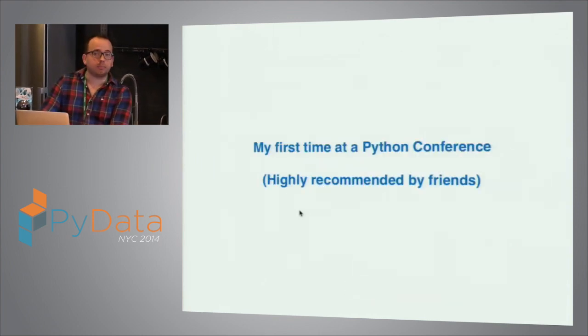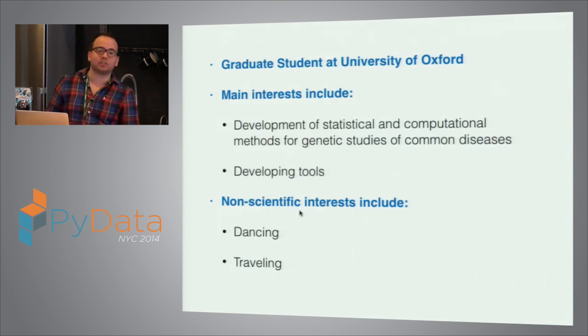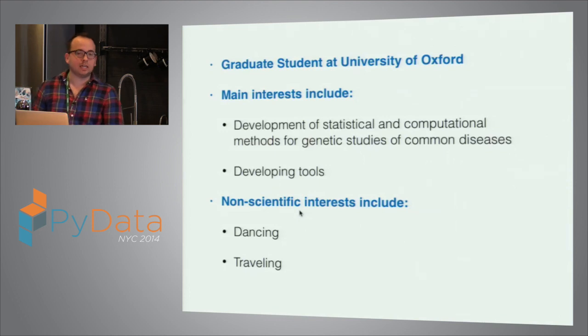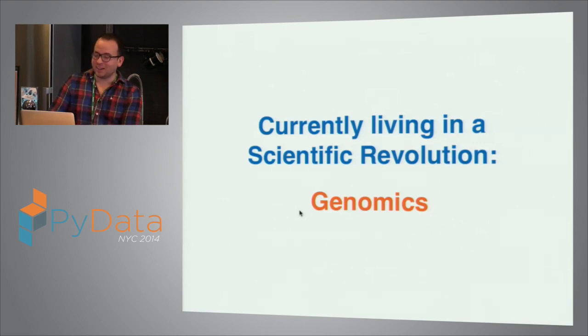So, a brief introduction about me. This is my first time at a Python conference, so take it a bit easy on me. This was highly recommended by friends. Olga actually suggested that I should join you guys and give an introduction with respect to what I work on. I am currently a graduate student at the University of Oxford. My main interests include the development of statistical and computational methods for genetic studies of common diseases and developing tools. Outside of that, I also like traveling and dancing. So if any of you want to dance at the after party, feel free to interrupt me.